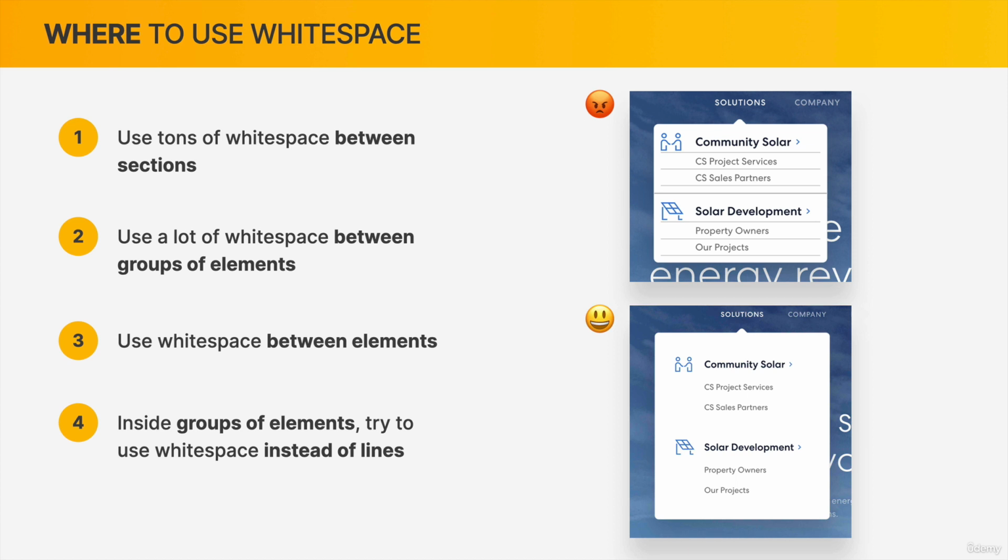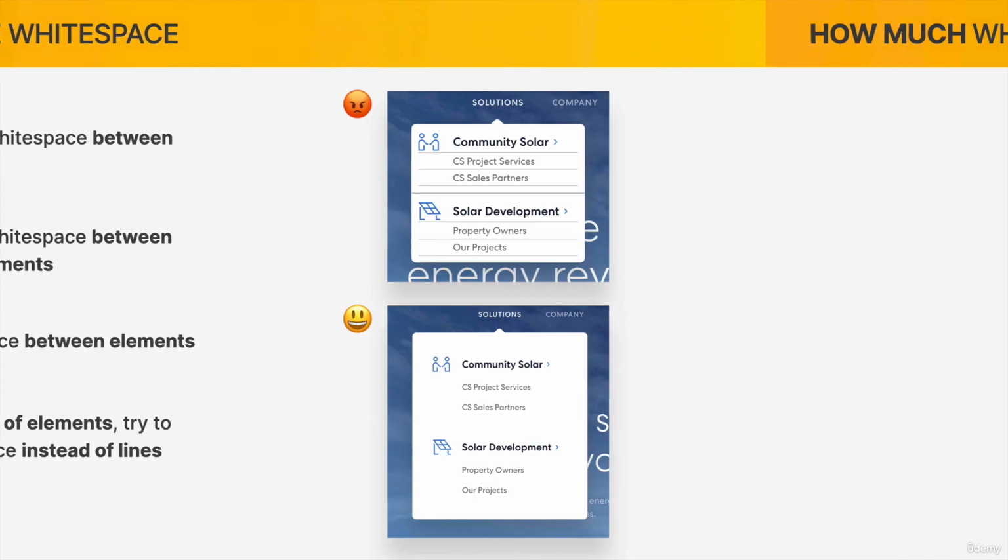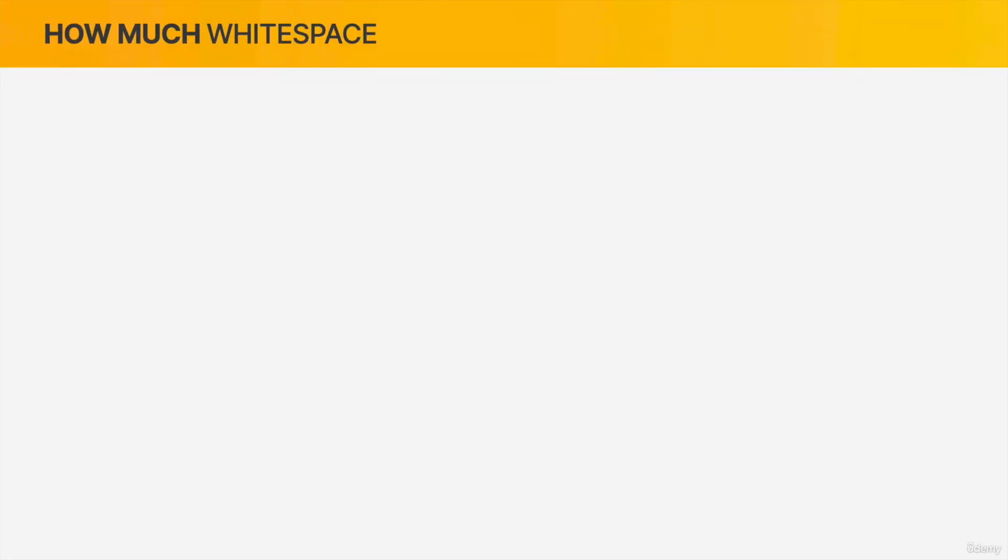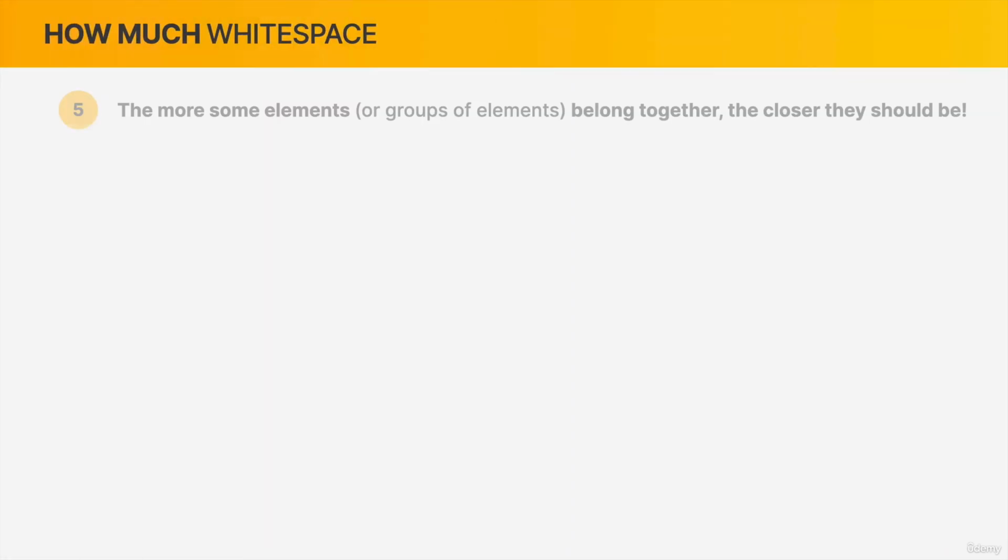Okay, so now you know where you should actually use whitespace, but how much should you use? Well, let's find out with some more guidelines here. So basically, elements that belong together should be closer together in our interface, so have less spacing between them, because that will distinguish them from other surrounding elements or groups of elements. And what I just described actually has something like an official name, which is the law of proximity.